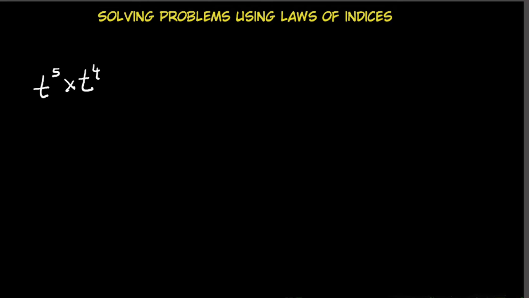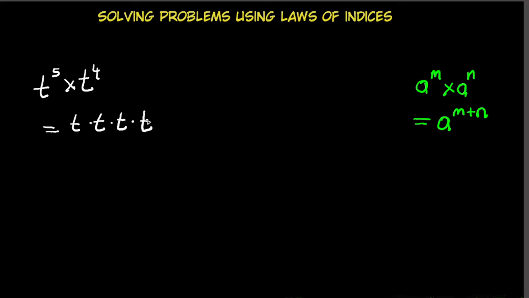This time, we're looking at multiplication. t raised to the 5th power multiplied by t raised to the 4th power. Which law of indices would we apply here? A raised to the m power times a raised to the n power is equal to a raised to m plus n. Again, let's go ahead and write it all out. So this would be equal to t times t times t times t times t, 1, 2, 3, 4, 5, being multiplied by t times t times t times t.